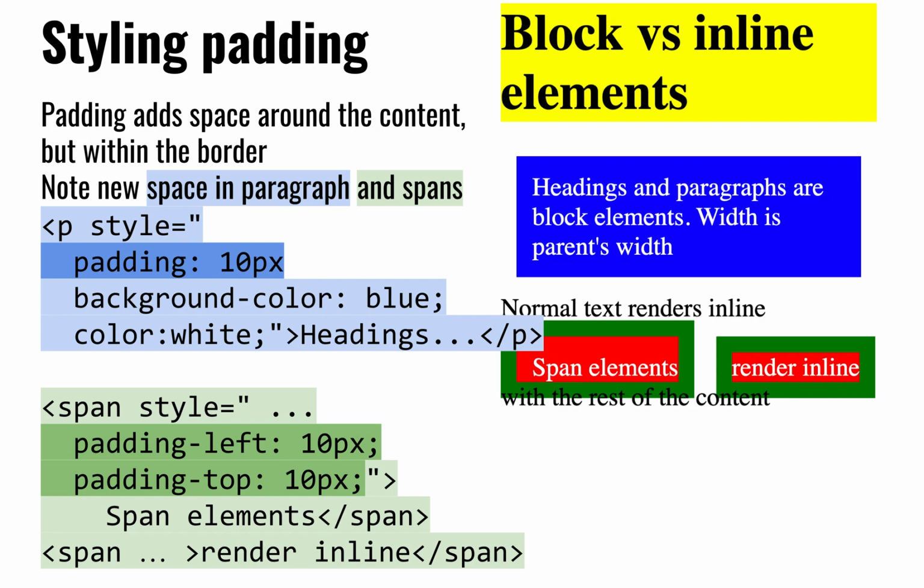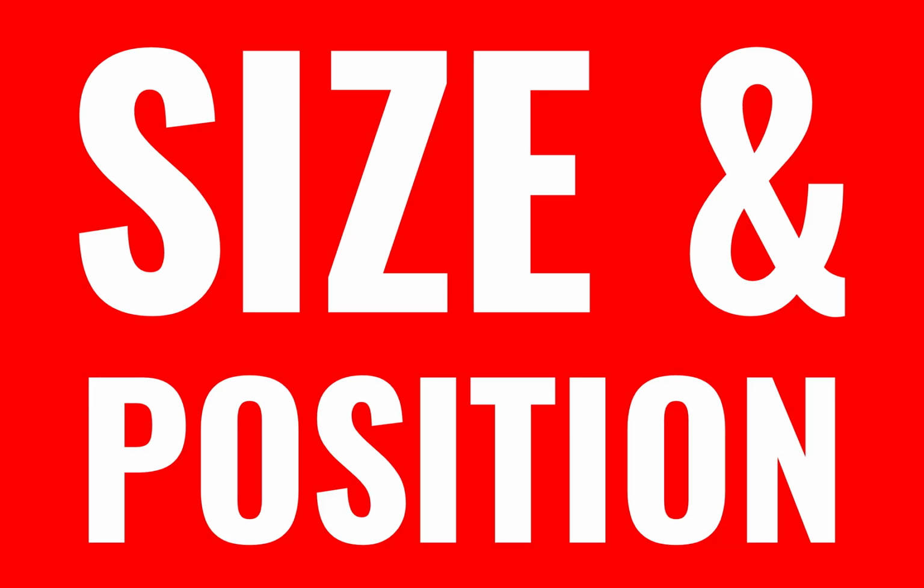Or better yet, so that there's no confusion of which one is configuring what, the better way is to specify exactly which paddings you want to configure. And here we're saying I only want the left and the top to be 10 pixels, and notice that indeed my span has 10 pixels off of the border from the left and 10 pixels from the top. All right, so let's take a look at size and position.